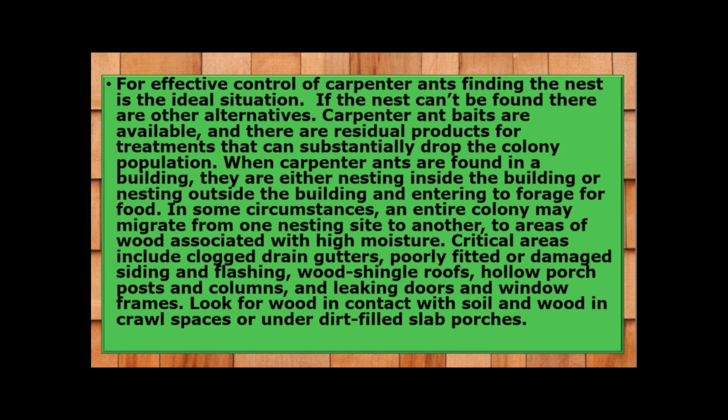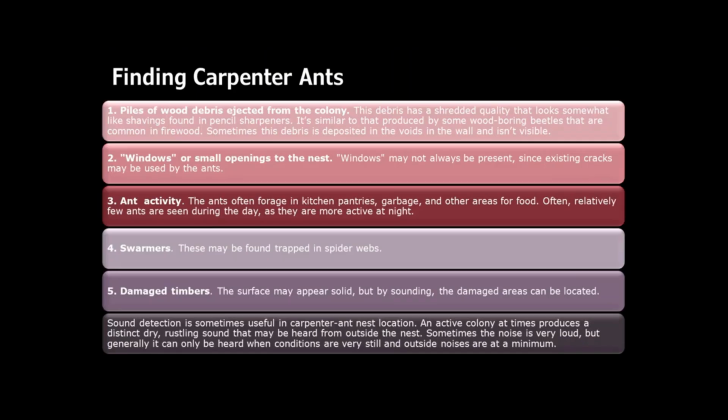Look for wood in contact with soil and wood in crawl spaces or under dirt-filled slab porches. Finding carpenter ants: 1. Piles of wood debris ejected from the colony. This debris has a shredded quality that looks somewhat like shavings found in pencil sharpeners. It's similar to that produced by some wood-boring beetles that are common in firewood. Sometimes this debris is deposited in the voids in the wall and isn't visible.